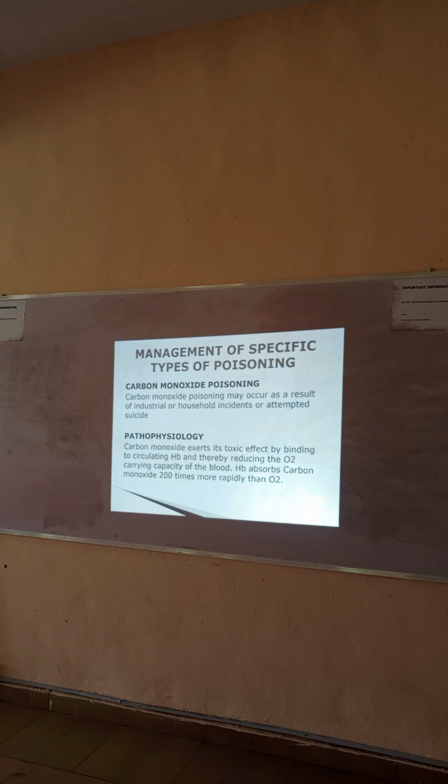We have carbon monoxide poisoning. Carbon monoxide poisoning may occur as a result of industrial or household incidents or attempted suicide. The pathophysiology behind it is that carbon monoxide binds to hemoglobin, and it does not allow oxygen to bind to it. Hemoglobin has a higher affinity for carbon monoxide than for oxygen. So there's a tendency for it to bind to hemoglobin more than oxygen.